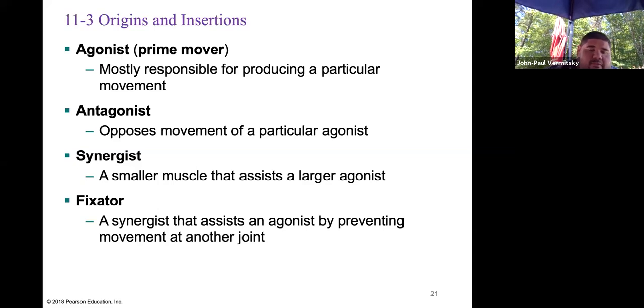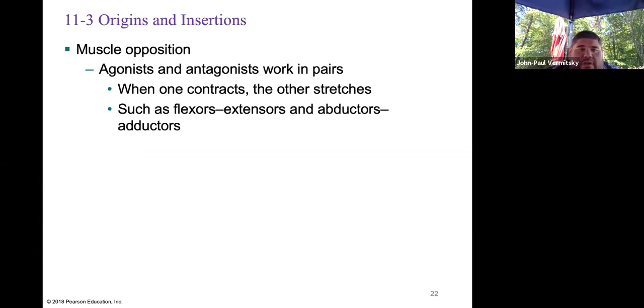arm. Fixator, this is a synergist that assists an agonist by preventing a movement at another joint. So it sort of fixes the muscle in place. So muscle opposition, agonists and antagonists work in pairs. When one contracts, the other stretches, such as flexors and extensors, or abductors and adductors.